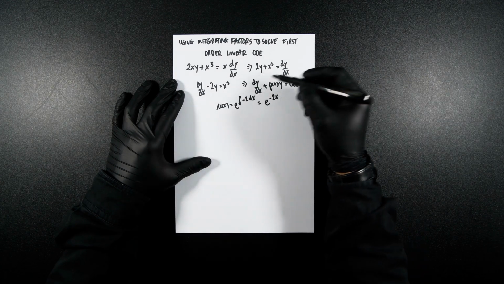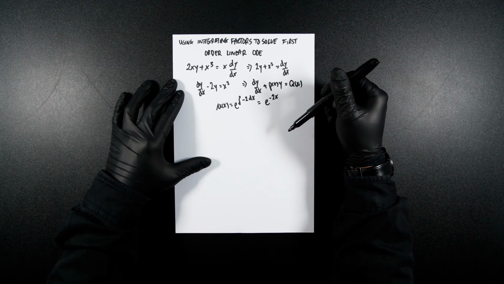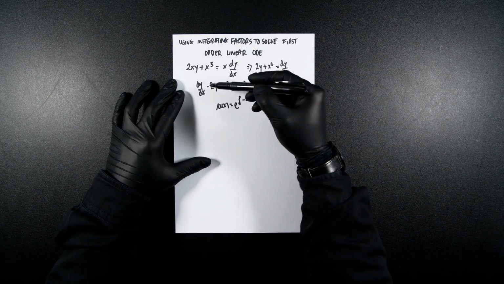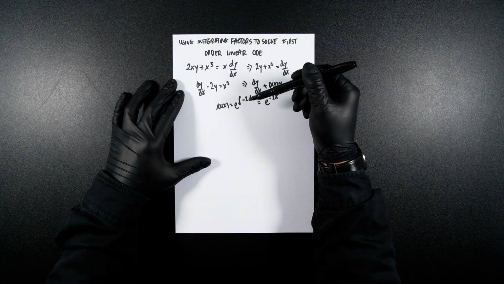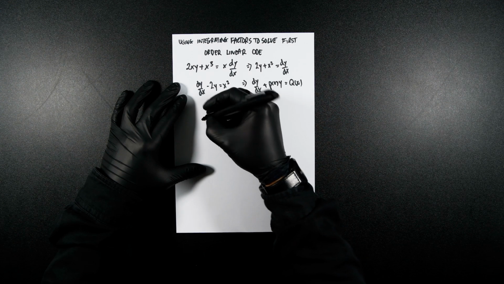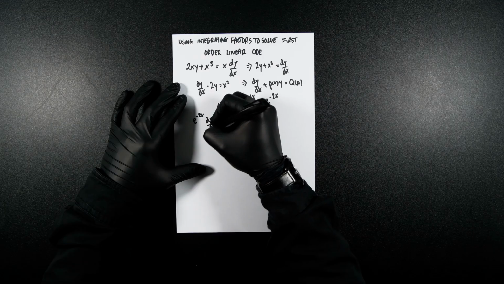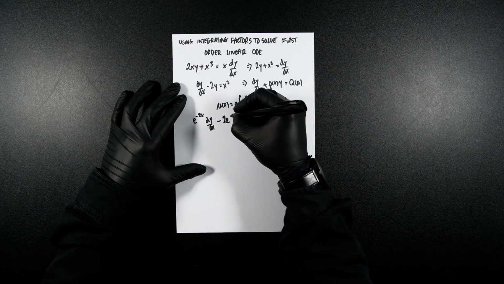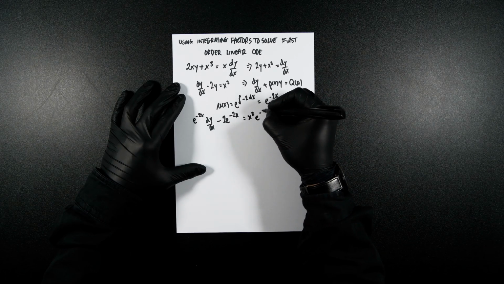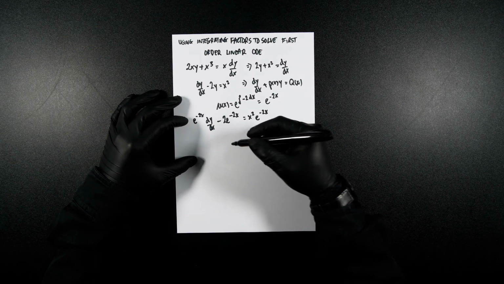The key step is to rearrange this and get it to be in this form. Then you can find out what the integrating factor is. Once you've got the integrating factor, you multiply it to every single term. So we're going to get e to the minus 2x dy/dx minus 2e to the minus 2x y equals x squared e to the minus 2x.